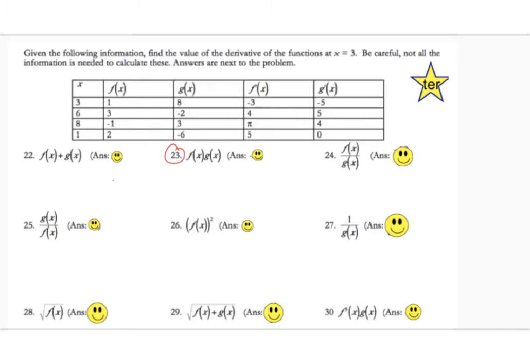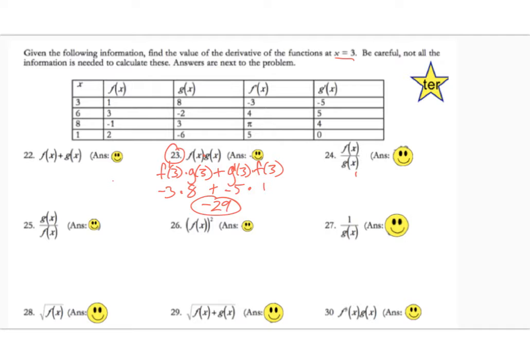23, I see a product rule here. So if we're finding the derivative when x equals 3, this would be f prime of 3 times g of 3 plus g prime of 3 times f of 3. F prime of 3 is going to be negative 3. G of 3 is 8. G prime of 3 is negative 5. And f of 3 is 1. So we're looking at negative 29 as our answer.